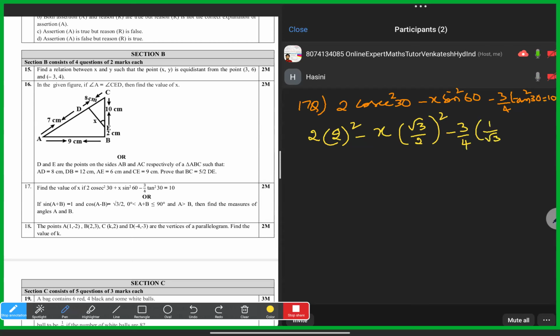Any doubt? No, sir. Here just the table will be there. Sine, cos, tan values we have to remember. Cosecant is the reciprocal of sine, secant is the reciprocal of cos, and cot is the reciprocal of tan. There will be 6 trigonometric ratios. If you remember sine, cos, tan in the table, the remaining ones you can write by reciprocal of them. Like here, cosecant 30 we can directly write as 2 by 1, because sine 30 is 1 by 2.